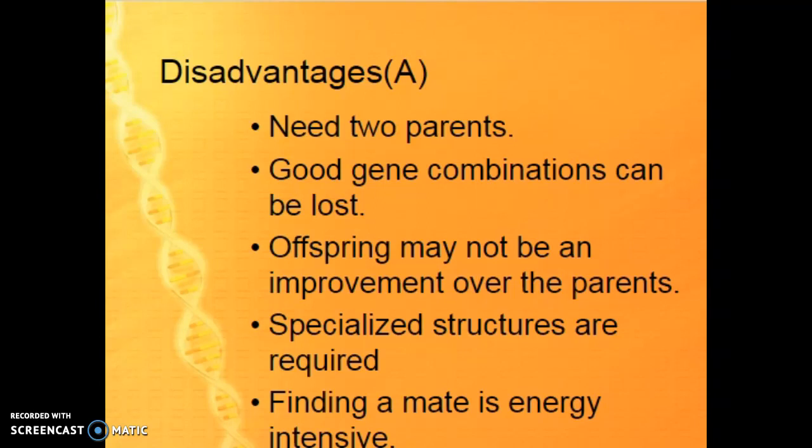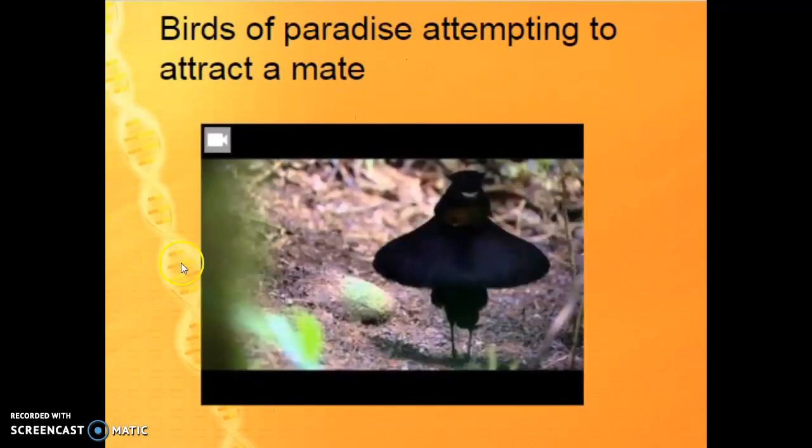The offspring may be less fit than the parents. Of course, it requires specialized structures. The parts have to fit together to trade the DNA to make the baby. And then finding a mate is energy intensive. Sometimes you have to be intrinsically attractive to the opposite gender. You have to have traits that they find desirable, and sometimes you have to perform specialized behaviors, and we'll pick up with this in video 2.